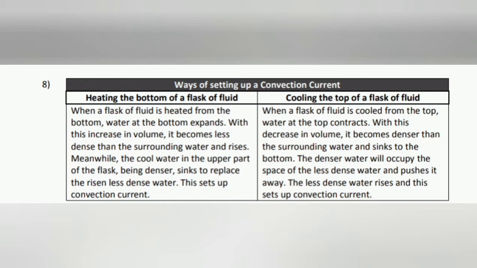With this increase in volume, it becomes less dense than the surrounding water and rises. Meanwhile, the cool water in the upper part of the flask, being denser, sinks to replace the risen less dense water. This sets up convection current.